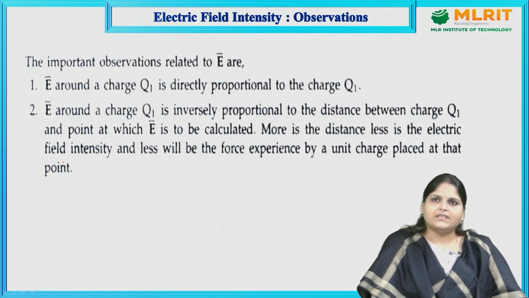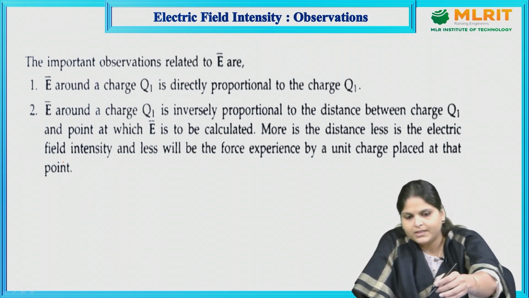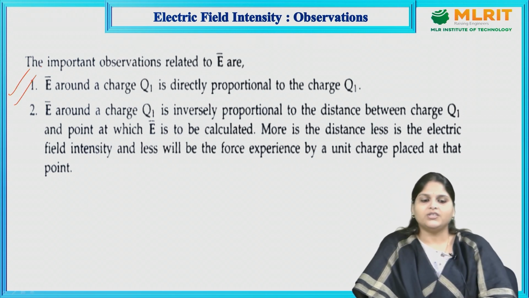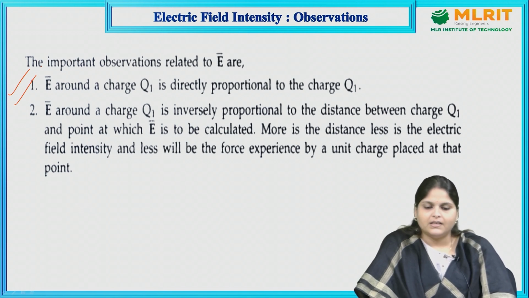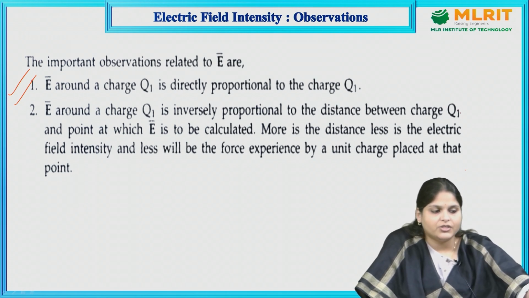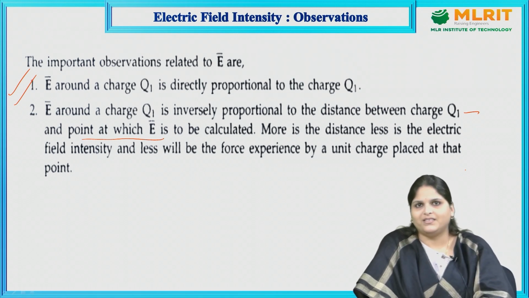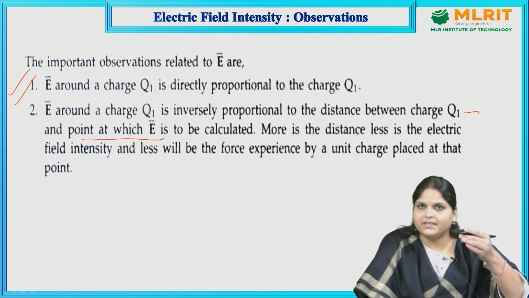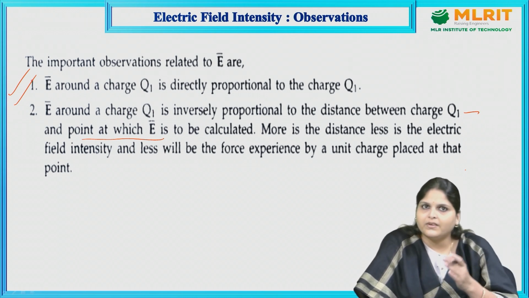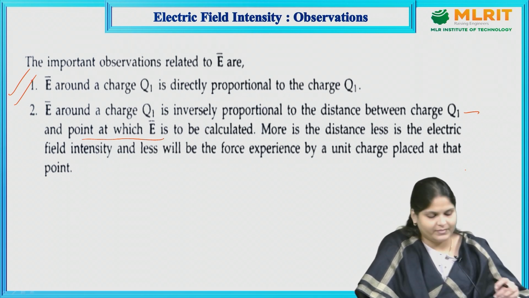Some few more points must be kept in mind when we are dealing with electric field intensity. The first one is that the electric field around a charge q1 is directly proportional to charge q1. Next, the electric field around a charge q1 is inversely proportional to the distance between charge q1 and the point at which E is to be calculated. So the more the distance, the less the electric field intensity, because it comes in the denominator, and less will be the force experienced by the unit charge placed at the point.